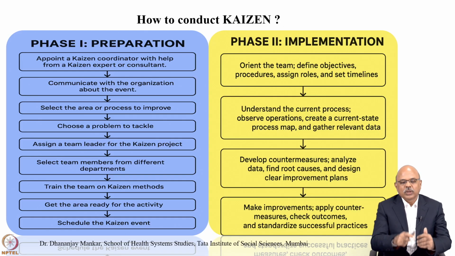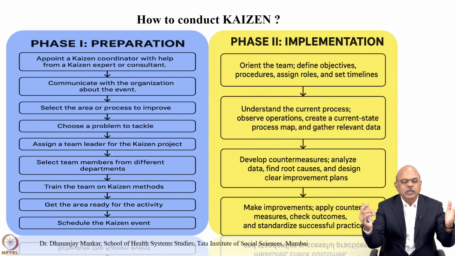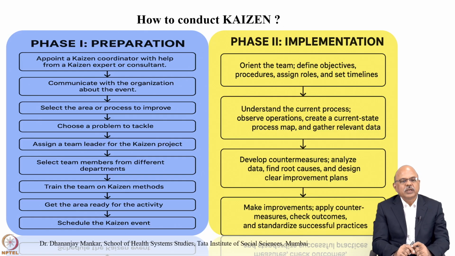Communicate with the organization about the event that you will be taking up. Select the area or the process to improve: one department, four departments, or the entire hospital. Choose a problem to tackle at the very start. Assign a team leader for the Kaizen project, so that Kaizen is taken as a project. Select team members from different departments to understand, to learn, and to take the same steps in their own department. Train the team on Kaizen methods, get the area ready for the activity, and schedule the Kaizen event. So the preparatory phase emphasizes all these steps.